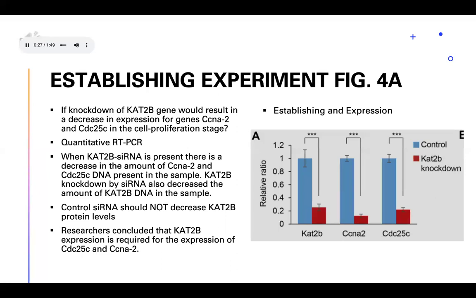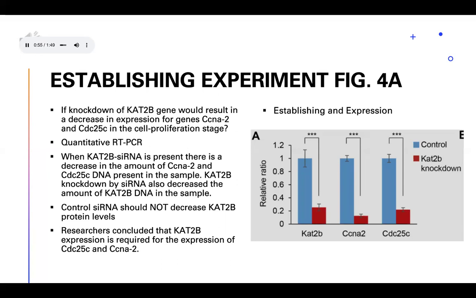The method that they used was quantitative RT-PCR, and this was performed to measure the cell proliferation stage. The total RNAs were isolated from C2C12 cells and were treated with IWR-1-endo or the control vector for 24 hours, and CAT2B siRNA or control siRNA for 24 hours. For the result, they noticed that when CAT2B siRNA is present, there is a decrease in the amount of CCNA2 and CDC25C DNA present in the sample.